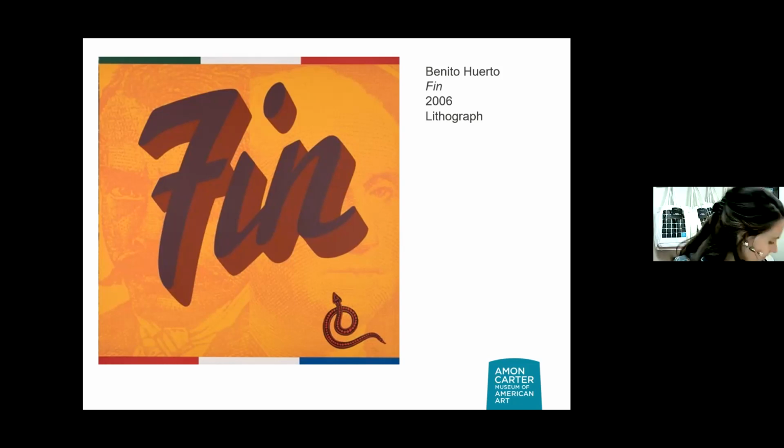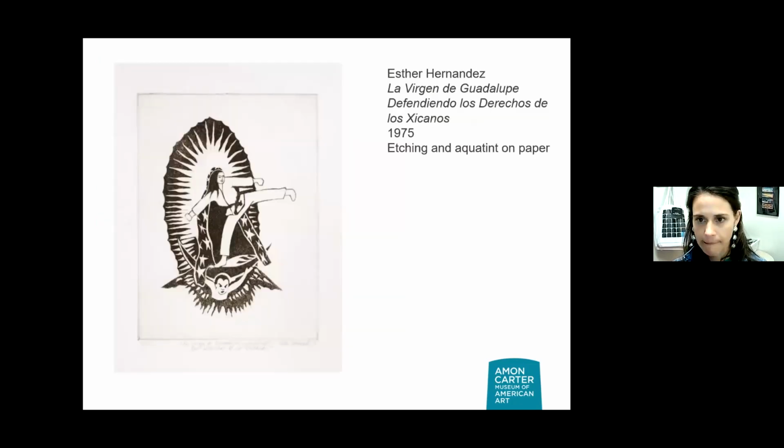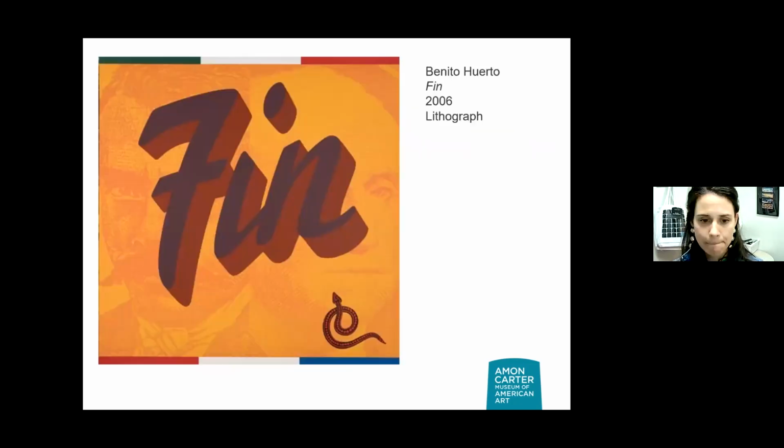So this is a fun one. This artwork is 27 by 26 inches, so it's not small. And this was on view a few years ago. We had an exhibition of this particular artist on view. It was pretty cool. So a lithograph, okay. Yes, a lithograph, correct.